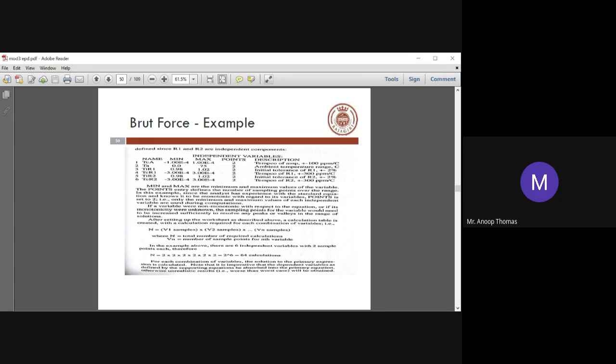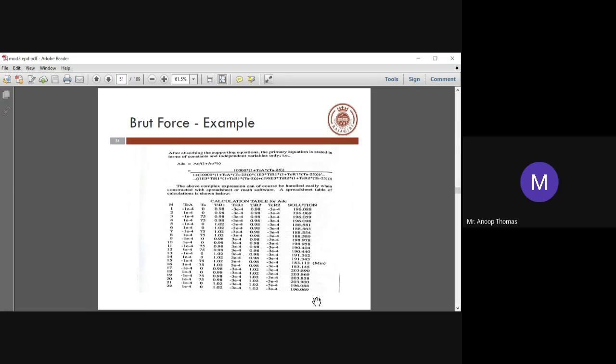Note that is an important data. So you do the calculations for each of these particular set of variables. So the minimum and maximum values of one is considered. Find the solution after observing the supporting equation, the primary equation state. So considering all these quantities, the expression of ADC looks like this.